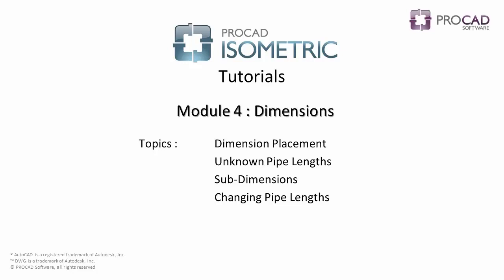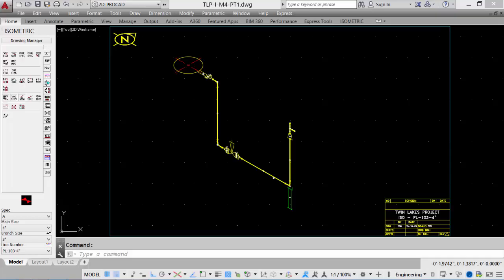Module 4, Dimensions, covers the following topics: dimension placement, unknown pipe lengths, subdimensions, and changing pipe lengths. Once the ISO is complete, it is time to add dimensions. Dimensions will allow us to create the bill of material.